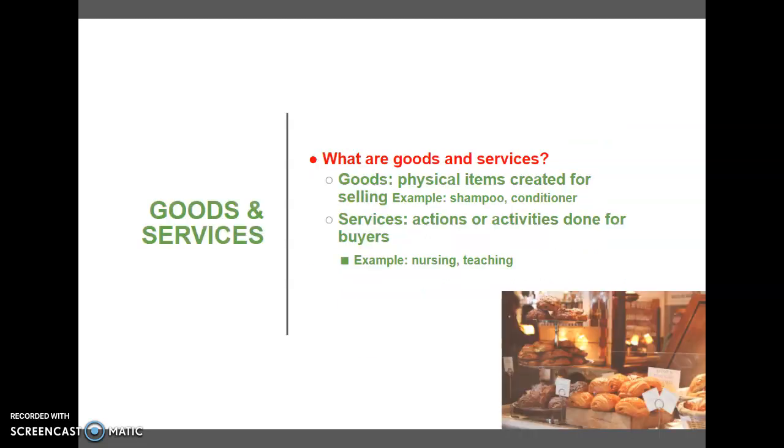Goods and services. What are goods and services? A good is a physical item that is created for selling. Examples range from shampoo and conditioner to a PlayStation or even an iPhone. Services are actions or activities done for buyers. An example would be nursing, teaching, hiring somebody to fix your car, hiring somebody to kill bugs at your house. It could be anything that you're paying somebody to do for you.